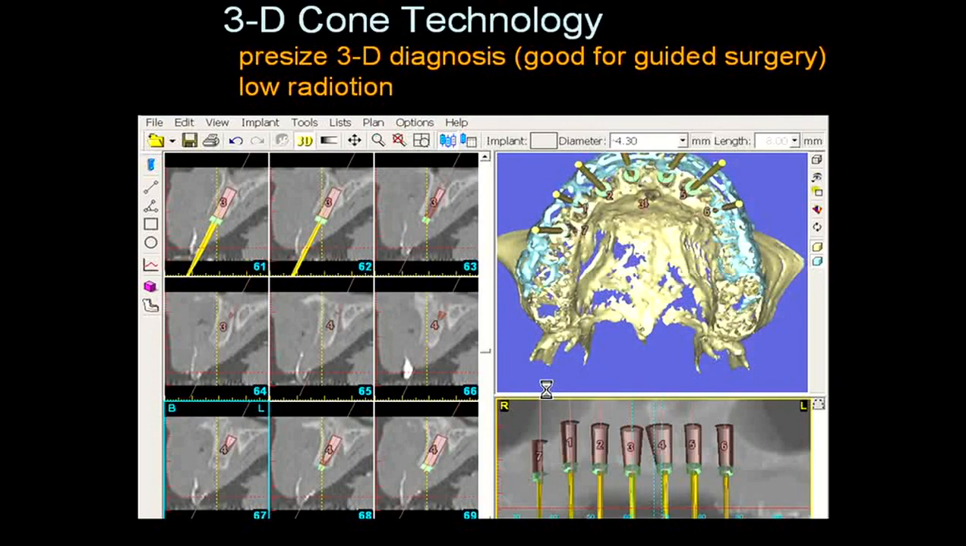And the best part of it all is that there are commercial software systems available. One which has been in the market first was the SimPlant system. A more recent arrival is the Nobel Guide system. And these make it possible for us today to really diagnose the implant placement in the office, and then transfer this to the surgical field, potentially with a template, like the Nobel Guide system really delivers.